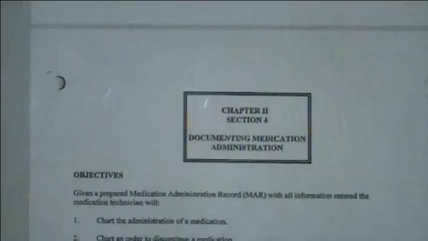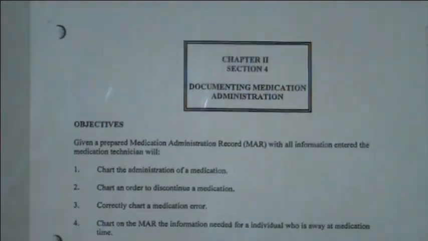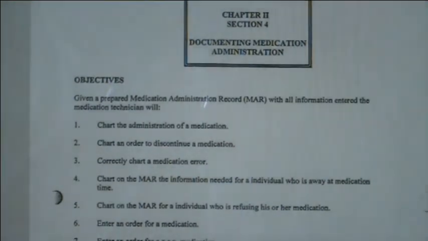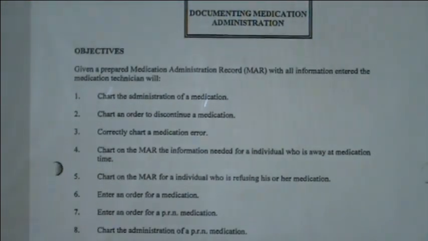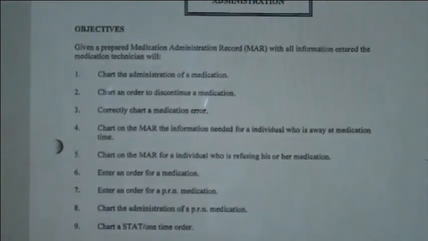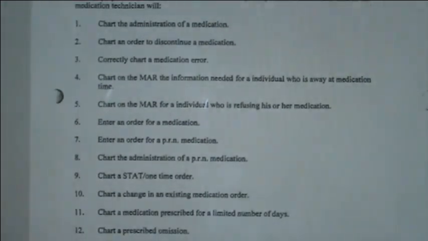Okay, let's move on. We're still on chapter 2, section 4, documenting medication administration. So you've prepared the medication and you've given the medication, then you're going to chart the medication administration, like we said before. If an order has been discontinued, then you have to know how to do that. We're going to practice that. If it's an error, you have to know how to correct it.